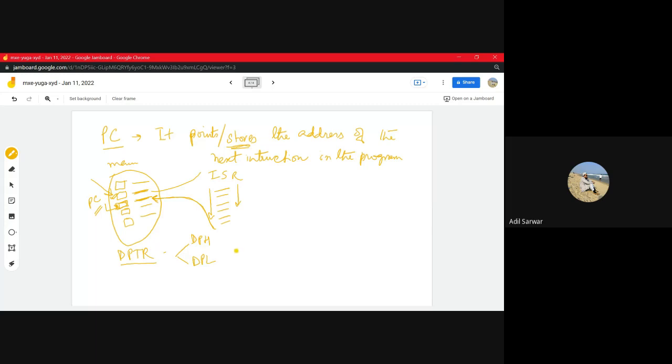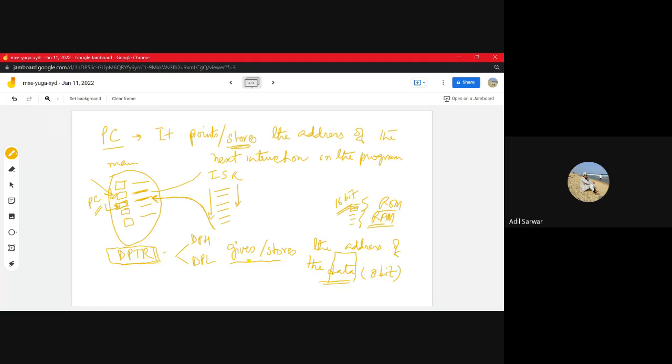Let me write it down here. It stores the address of the data. Data itself is 8-bit. Say, for example, it is stored somewhere in external RAM or external ROM. So that address would be 16-bit wide, where that data is stored. So that address is stored in DPTR.